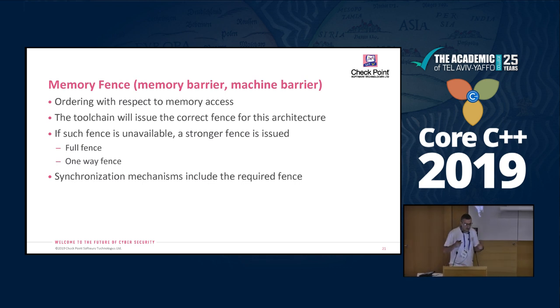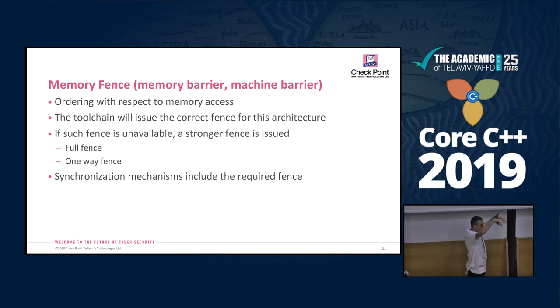So what memory orders provide is some ordering with respect to memory access. And when the language requires a memory fence, the toolchain will have to support the memory fence for this architecture. And if such a fence is not available, it will have to issue a stronger one. We can divide the memory fences into two sections: full memory barriers, which basically means whatever is before this fence has to be executed and visible before the fence, and whatever is behind it has to stay behind it. And one-way fences, which are acquire and release, which means that certain operations are allowed to go in one direction but not in the other, and no operation can go in the other direction.